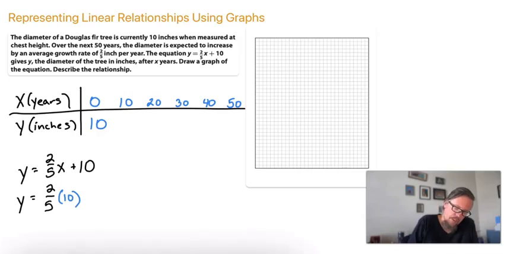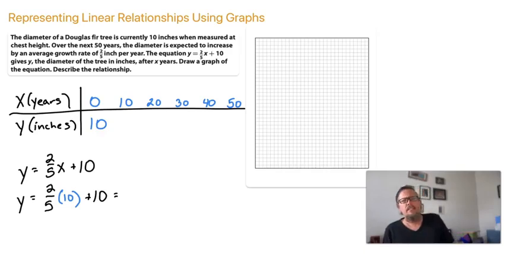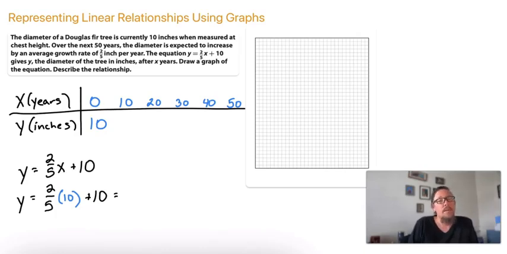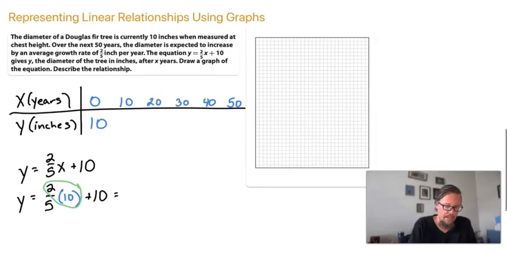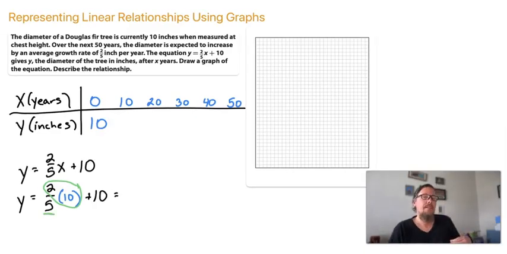If you're not super good with multiplying by fractions, it's totally fine to use a calculator to do 2/5 times 10. The way that you do this without a calculator is pretty simple. Multiplying a fraction by a whole number, you multiply the numerator by the whole number. So you do 2 times 10, which is 20, and then you divide by 5. 20 divided by 5 is 4. So 2/5 times 10 is 4, and 4 plus 10 is 14.